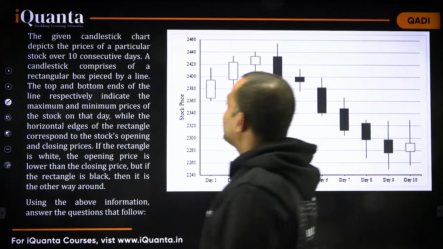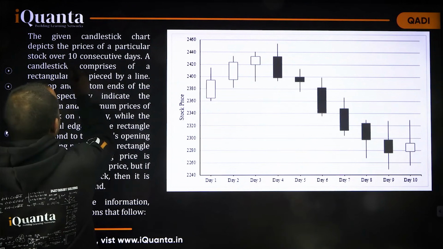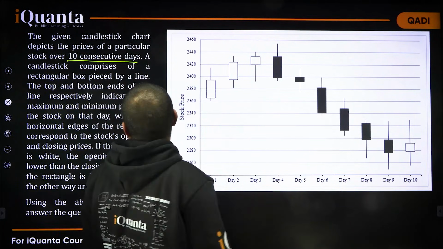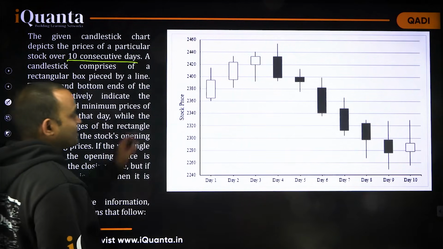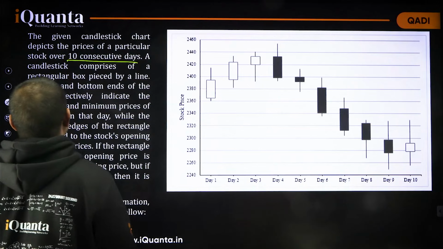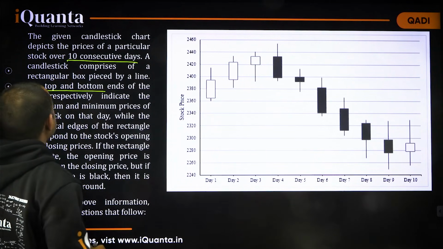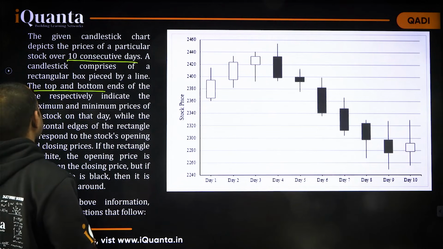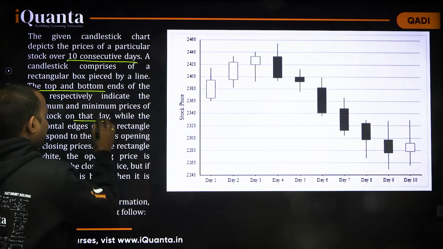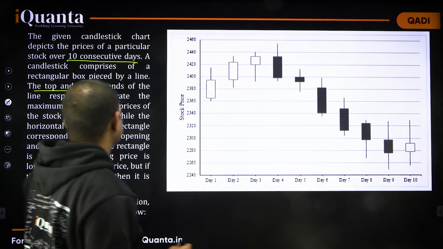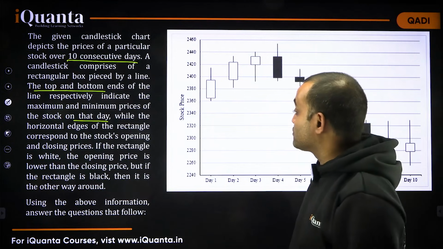Thank you. The given candlestick chart depicts the prices of a particular stock over 10 consecutive days. A candlestick comprises a rectangular box pierced by a line. The top and the bottom ends of the line respectively indicate the maximum and minimum prices of the stock on that day, while the horizontal edges of the rectangle correspond to the stock's opening and closing prices.